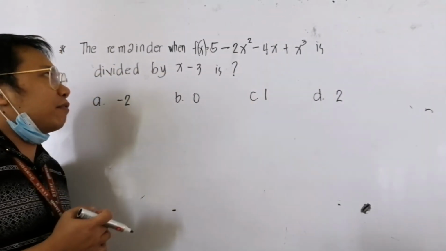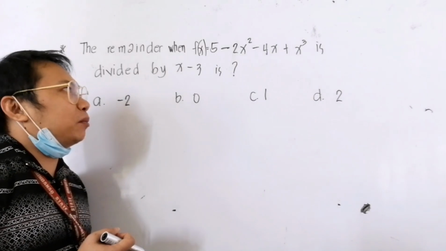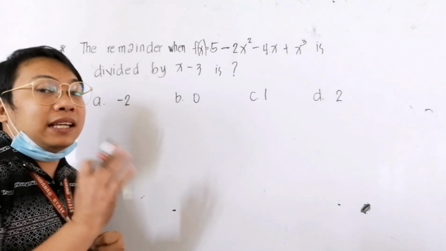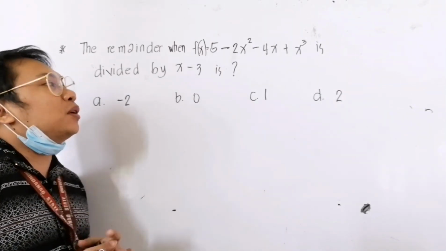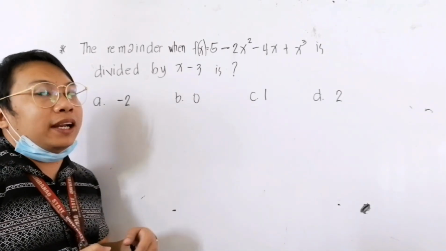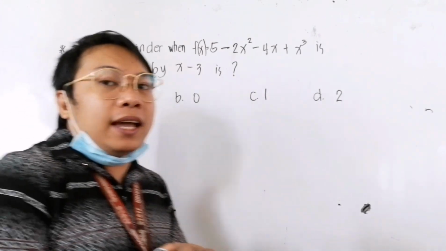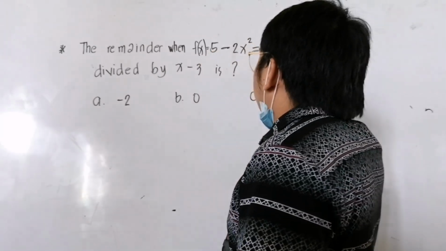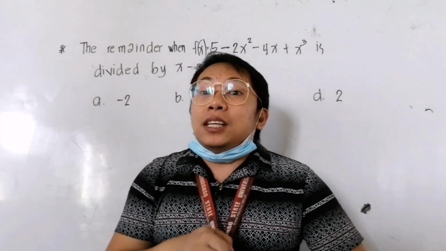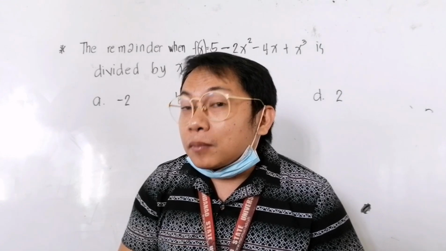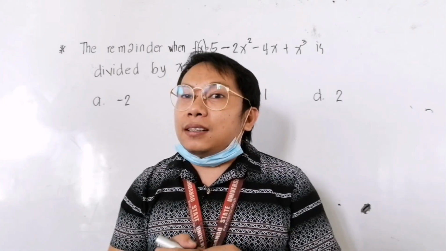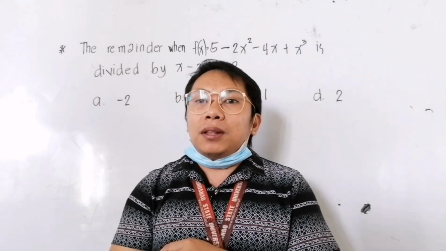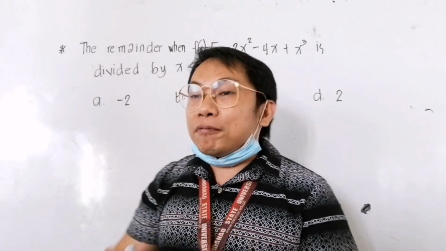The remainder when f of x equals 5 minus 2x squared minus 4x plus x cubed is divided by x minus 3 is: letter A, -2; letter B, 0; letter C, 1; or letter D, 2. Okay, so using again the synthetic division, we will first take a look at the given polynomial function. Is it written in standard form? Correct. It is not written in standard form. So the first thing to do is rewrite your given polynomial function in standard form.